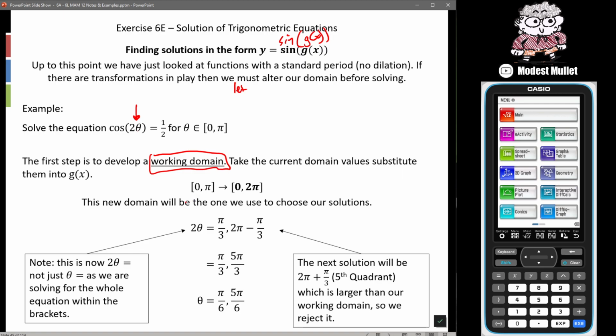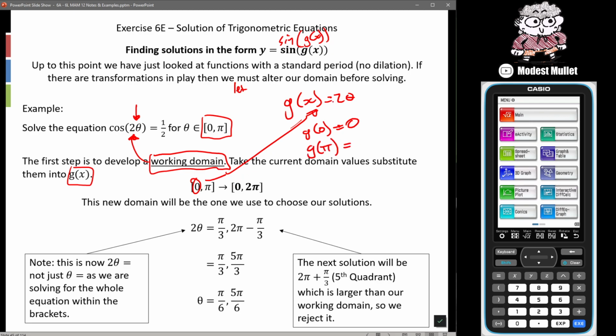Now, it's pretty easy to find. You take your old domain, take the two numbers, and sub them into whatever is what we call g of x, this bit inside here. Just the bit inside. So in our case, g of x is equal to 2 theta. So I take 0 and I stick it in that and see what I get out. So g of 0 is equal to 2 times 0, which is 0. I put pi in there now, and I get out 2 times pi, so I get 2 pi. And that's my new domain.